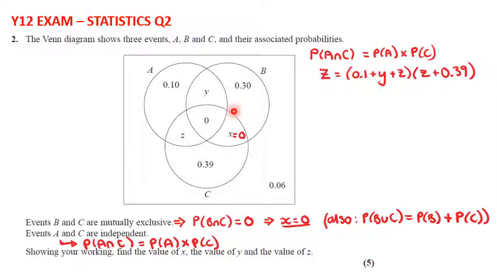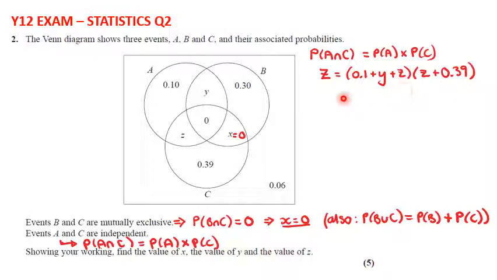Probability of A is everything in that circle, so 0.1 plus Y plus Z. And we're multiplying that by probability of C here, which is Z plus 0.39. We've already established that X is 0. Now at this point, I've got a single equation, but with 2 unknowns. So I know I can't solve that as it stands on its own. So I just need some other information.